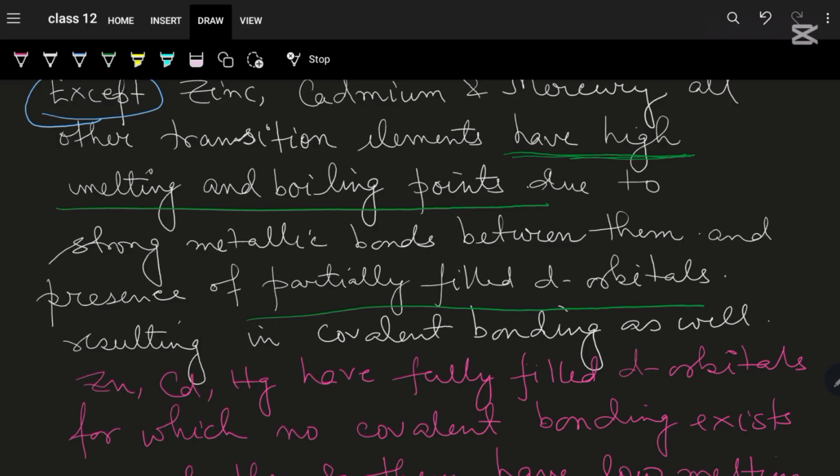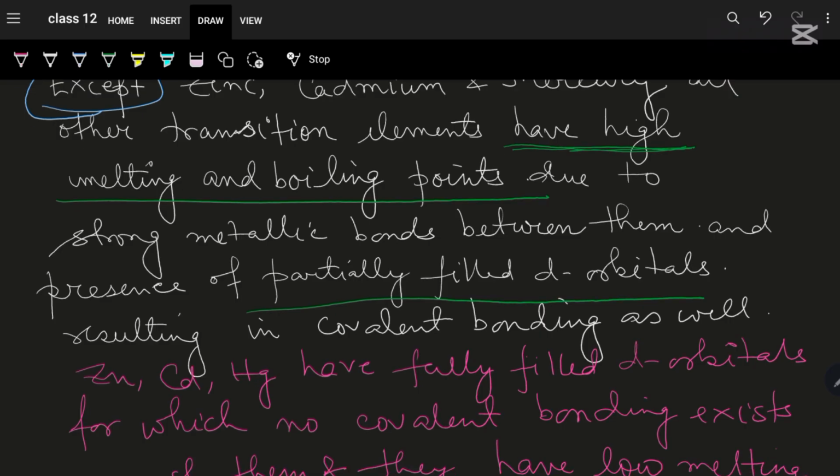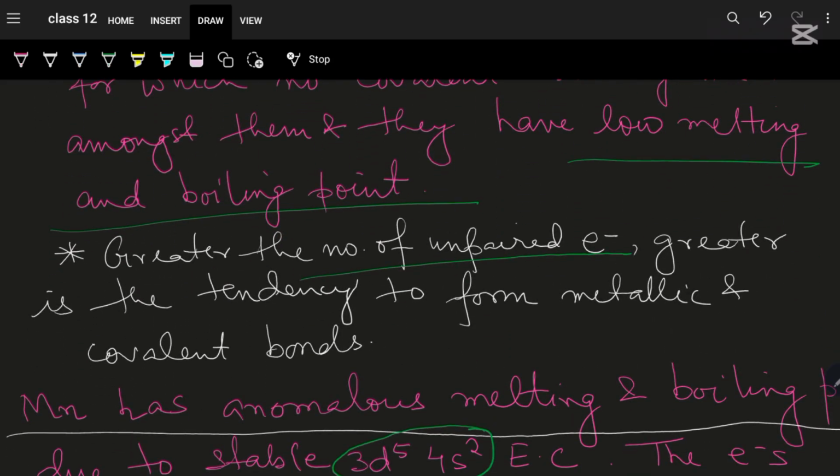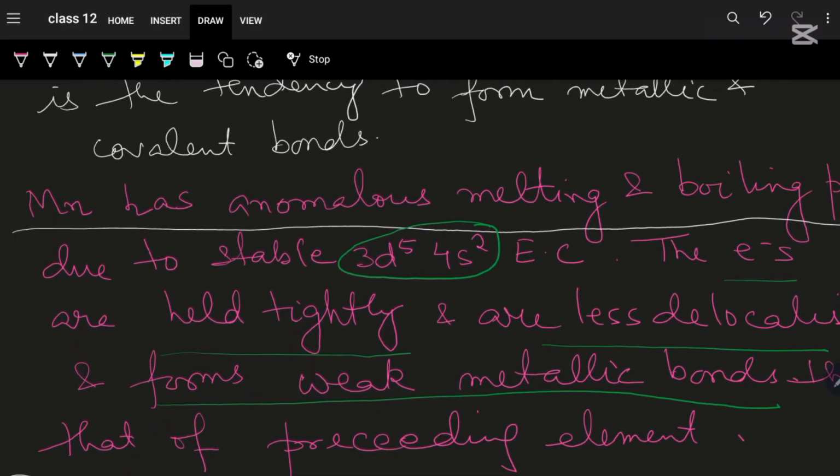So they have metallic bonds, they have covalent bonds also. What happens in zinc, cadmium and mercury is they are fully filled, on account of which their bonding is weak. They have no covalent bonding existing amongst them, and so they have low melting and boiling points. Remember one thing, that greater the number of unpaired electrons, greater is the tendency to form metallic and covalent bonds.